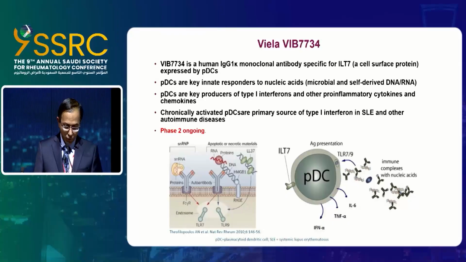There is a molecule called Viela, whose name is complicated, VIB3A737. It's a monoclonal antibody specific for ILT7, which is a surface protein for plasmacytoid dendritic cells. So naturally, if this cell surface protein is not available, there will not be enough plasmacytoid dendritic cells and less interferon. That's the other way also to stop the production of the interferon.